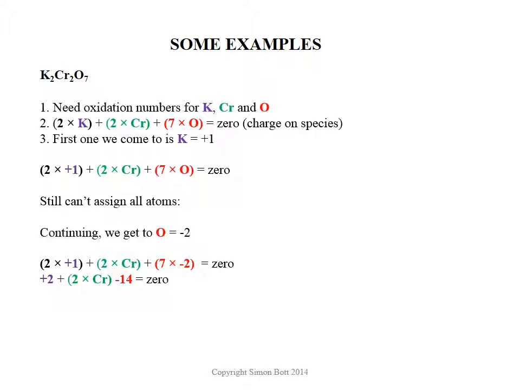So +2 plus 2 times the chromiums minus 14 is 0. Therefore, 2 times the chromium is 12. Each chromium on average has an oxidation number of +6, the highest oxidation number possible for a chromium atom.